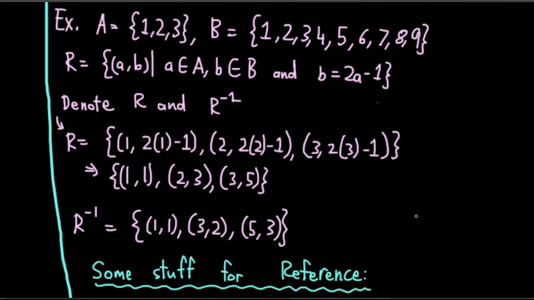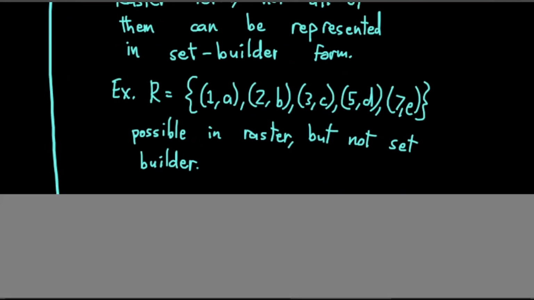We can first find the set R, which is going to be (1, 2 into 1 minus 1), (2, 2 into 2 minus 1), and (3, 2 into 3 minus 1). That basically gives you the set of ordered pairs (1, 1), (2, 3), and (3, 5). Once you get this, R minus 1 is just flipped. So (1, 1), then (3, 2), and then (5, 3). That's it. It's as simple as that.